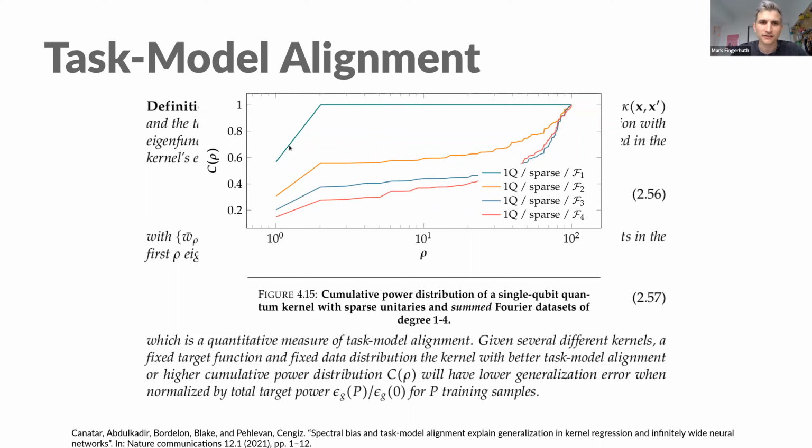And usually, in this case, we have four different types of kernels and four different types of data sets. And we can see that only one of these kernels reaches a cumulative power distribution that sums up to unity. In this case, this tells us that this particular kernel is very well suited for this particular data set compared to the other ones, simply because of the alignment of where the target function puts its weights and the eigendecomposition of the kernel.